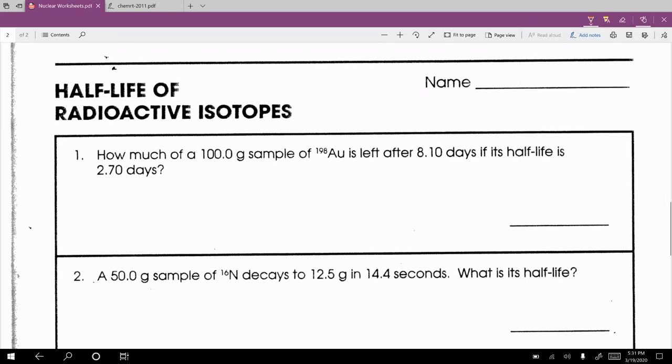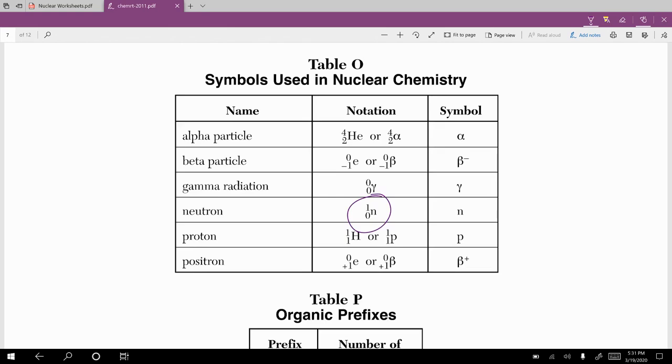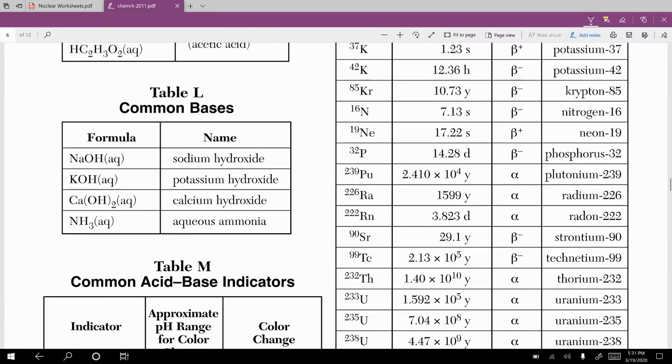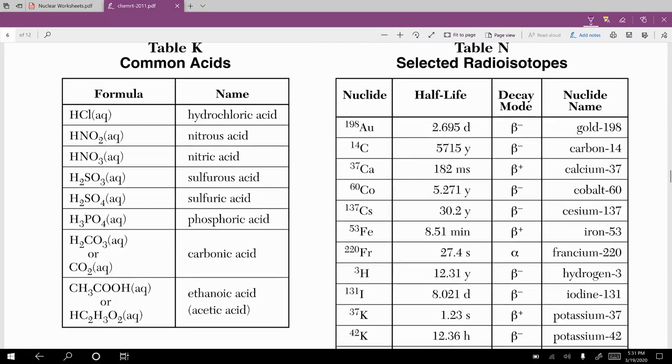Okay. So, half-life of radioactive isotopes. Important thing to know is that you need to be able to look at reference table N. So let's go over to our reference tables, right? So reference table N is going to be right here. And on reference table N, we have listed the half-life.